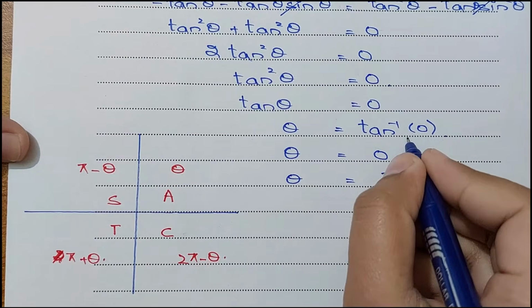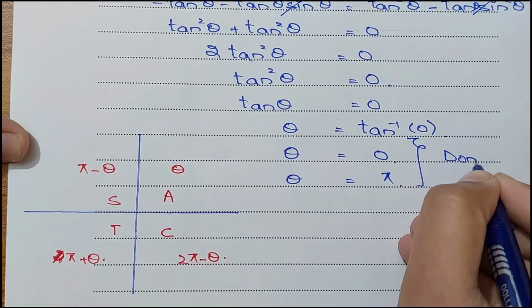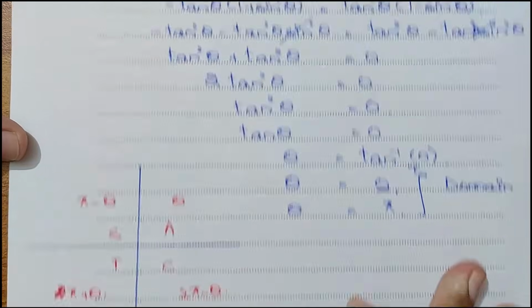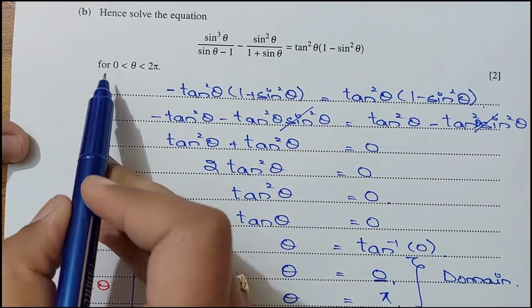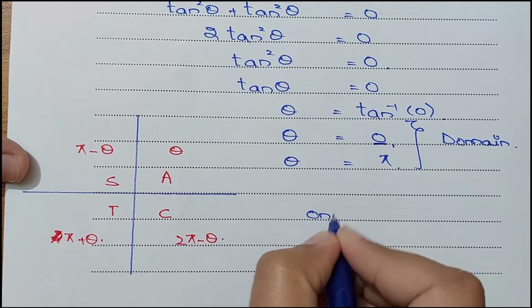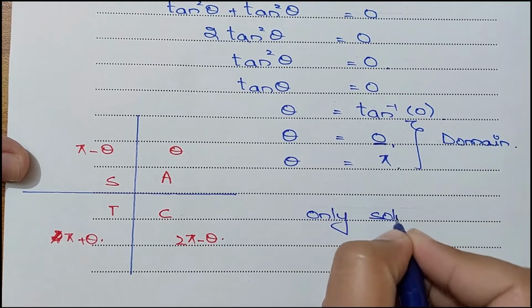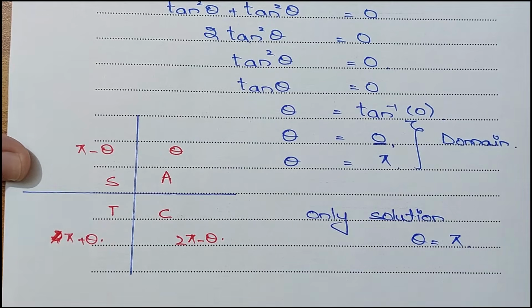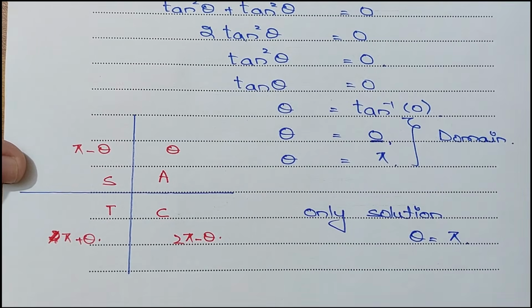So these two values belong to the domain. No, 0 does not belong to the domain, sorry. As you can see, in the domain 0 is not included and 2 pi is not included, right? So we can say that the only solution is theta equals pi, which belongs to the domain between 0 to 2 pi, right?